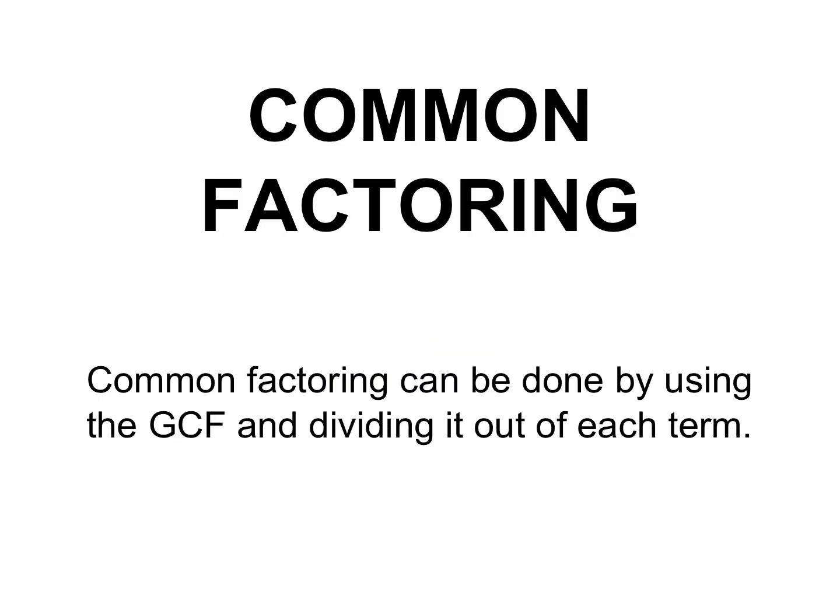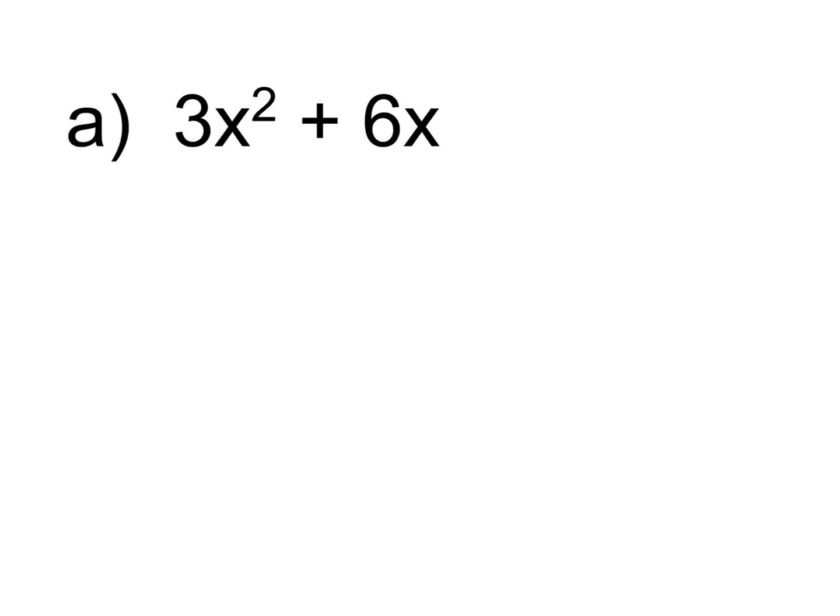Now common factoring can be done by using the GCF. Now GCF stands for the greatest common factor, so you find that and then you divide each term by it. Let me show you how that's done. So here is our first question. Step 1 would be to find the greatest common factor.